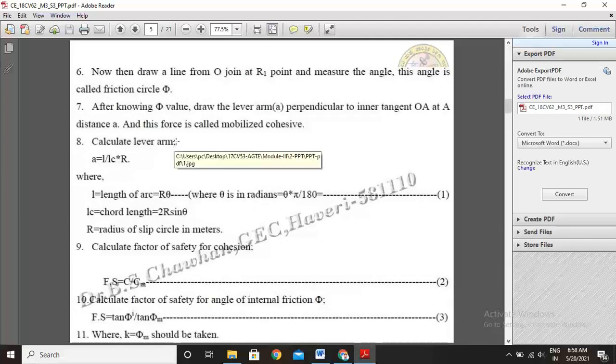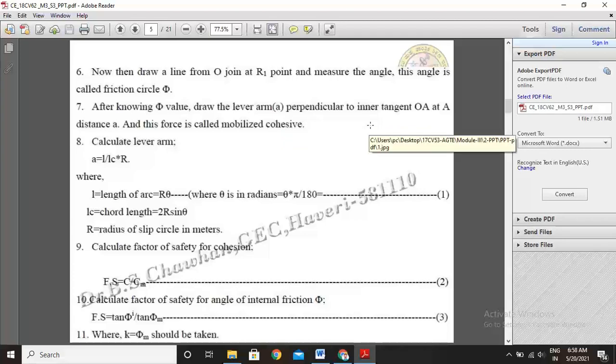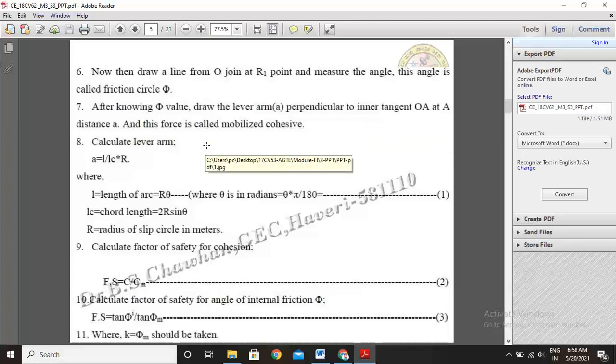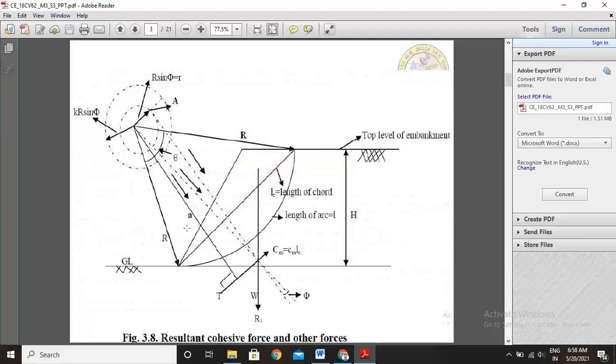Then after knowing the phi value, draw the lever arm a that is perpendicular to the inner tangent OA at a distance a, and this force is called the mobilized cohesive force. According to this step, draw the lever arm. This lever arm is perpendicular to these tangential points.